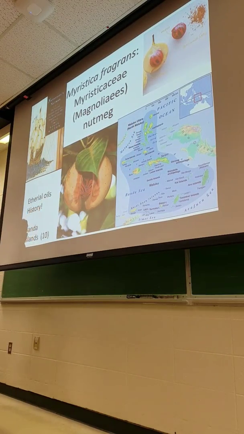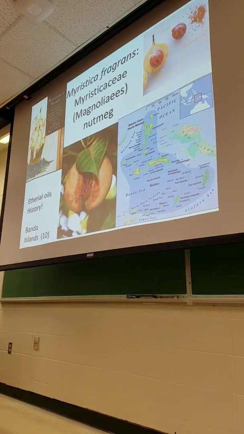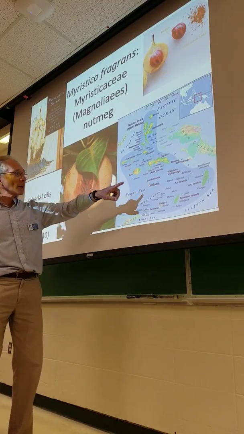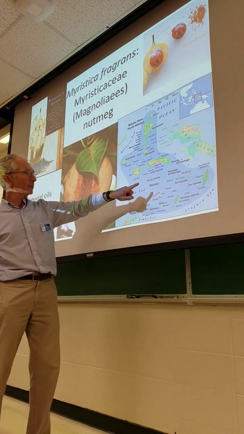It's a fleshy covering, and that's the source of mace. It's a second spice. So you think, well, so what? I go to the store, I get nutmeg, I use it to make my pumpkin pie or whatever, it's no big deal. But over a century ago, it was a big deal because nutmeg only occurred in one place.